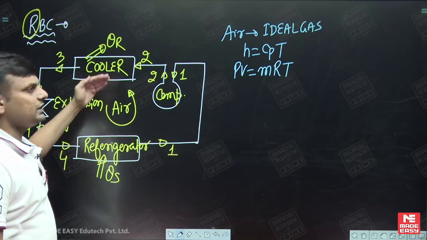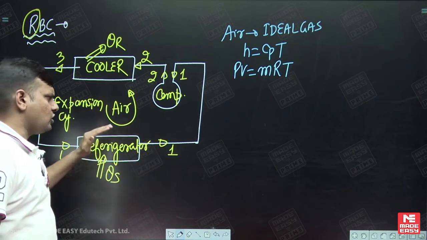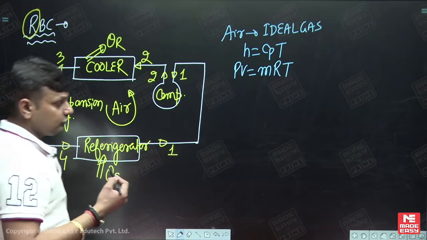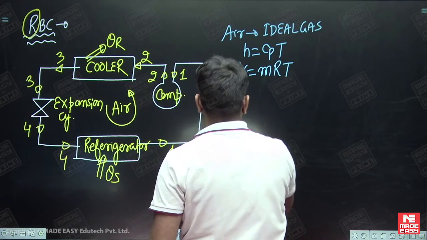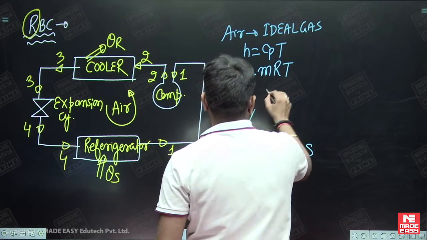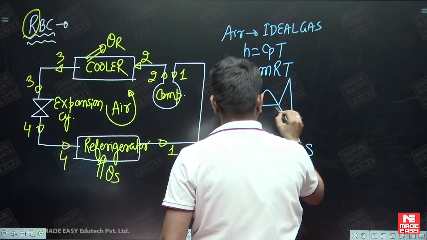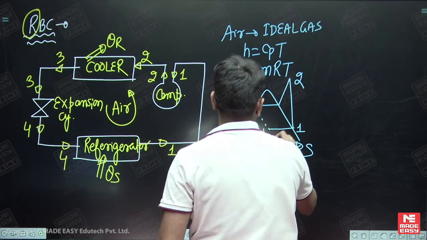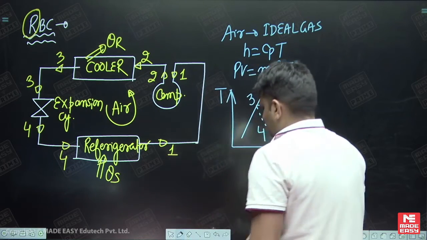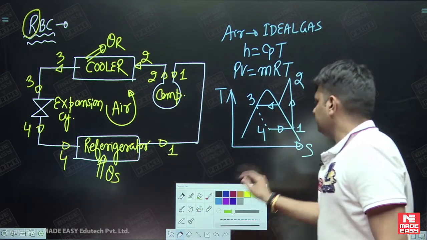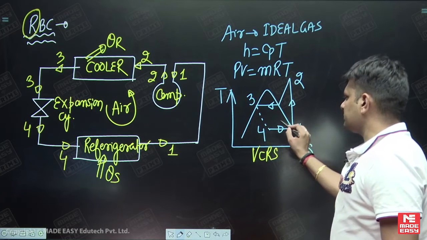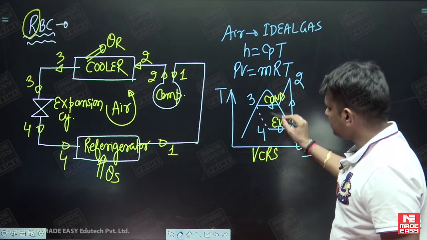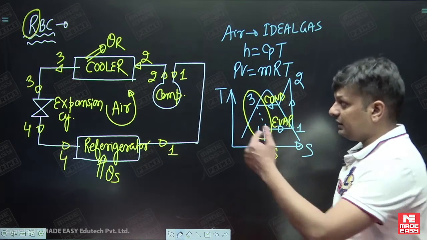These are replaced with new words, but the process is the same: constant pressure heat addition, constant pressure heat rejection. But now come to this 3 to 4. If you are able to recall your VCRS cycle, in the VCRS cycle we are using isenthalpic expansion, 1, 2, 3 and 4. In VCRS, if no information is given, then complete evaporation and complete condensation. So we are using isenthalpic there, but here we are using isentropic.